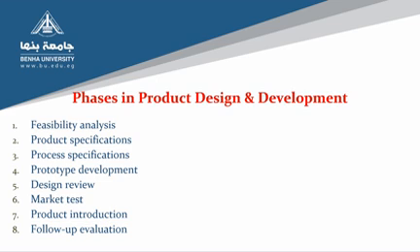Phases in product design and development. Product design and development generally proceeds in a series of phases. First, visibility analysis. Visibility analysis entails market analysis, which means demand, and economic analysis, which means development cost and production cost and profit potential, and technical analysis, which means capacity requirements and availability and the skills needed.